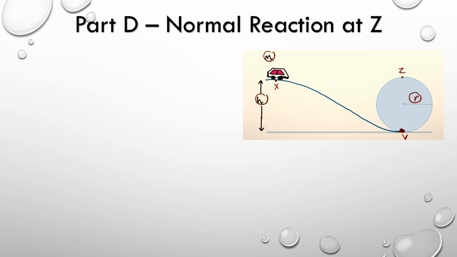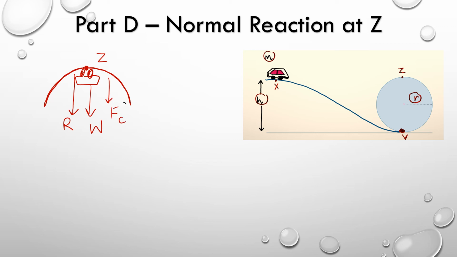Last part is to calculate the normal reaction at z. Now I'm just going to consider the upper half of the circular portion, and this is my point z. Now my car will be upside down, right? So this is how my car will be at this point. So in this situation, normal reaction is downward, weight is also downward, and centripetal force is towards the center of the circle, which is also in the downward direction, right? So now the centripetal force is my net force.